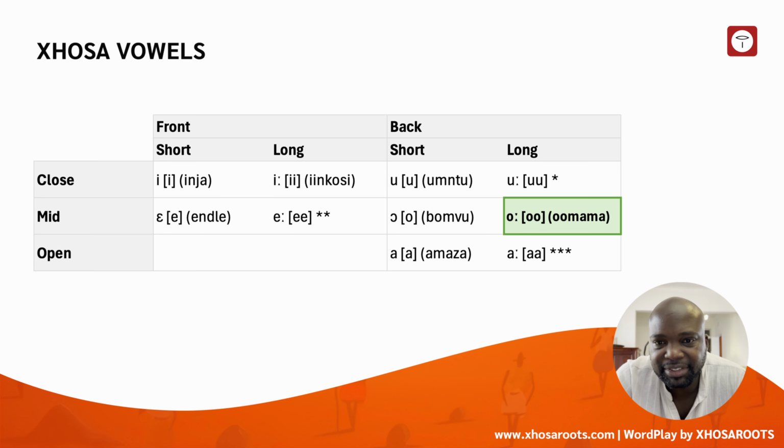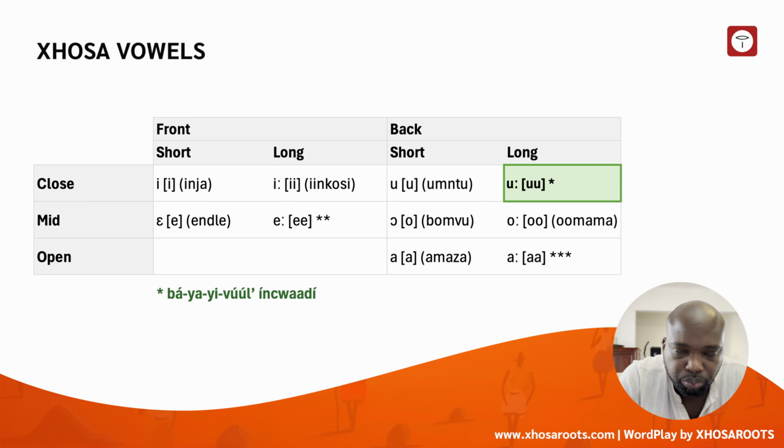In other instances, the transformation occurs as a result of the penultimate lengthening process. But we're not going to cover that here, save for just providing some examples. U, for example, we have vula, which is open, but it changes in length when it's applied in the phrase bayayivula incwadi. They do open the book.